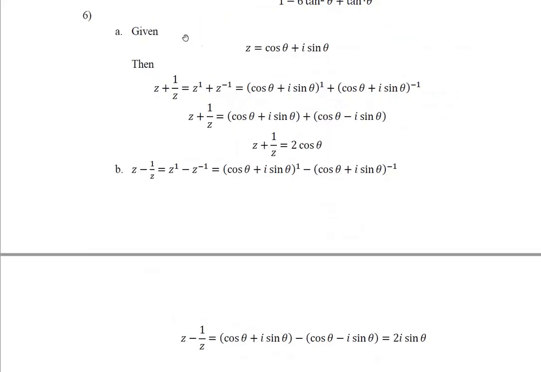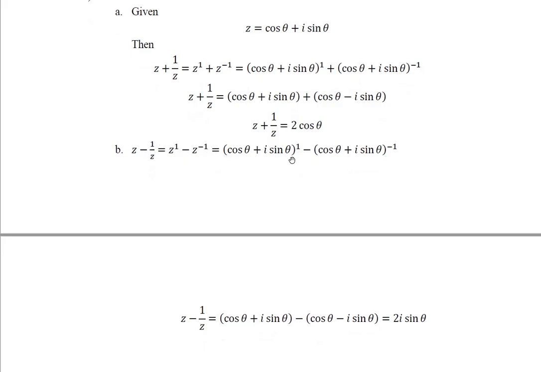Number 6. Given z is equal to cos theta plus i sin theta, then z to the power of 1 plus 1 over z to the power of 1 is equivalent to z to the power of 1 plus z to the power of negative 1. This is equivalent to cos theta plus i sin theta to the power of 1 plus cos theta plus i sin theta to the power of negative 1. z plus 1 over z would then be equivalent to cos theta plus i sin theta plus cos theta minus i sin theta. Therefore, z plus 1 over z is equivalent to 2 cos theta.